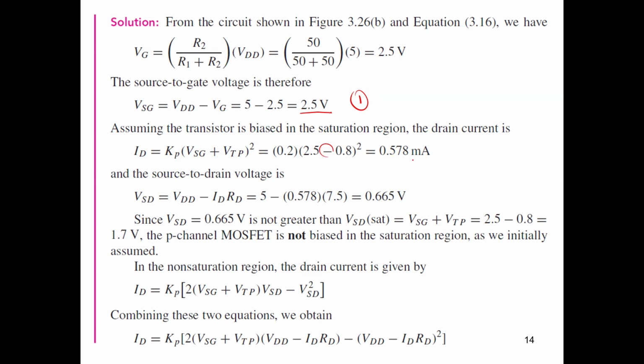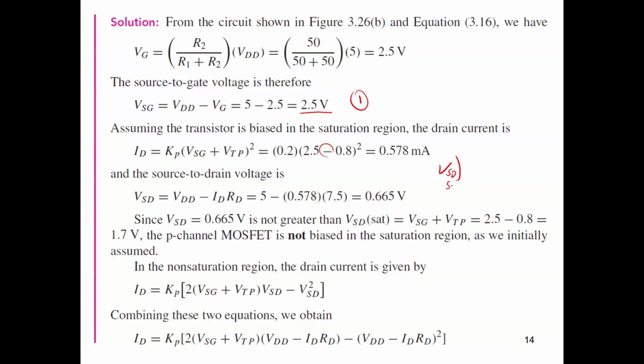Are we now in the saturation or not? We don't know. We need firstly to check the value of VSD. So use the circuit equation. How to get the VSD from the circuit equation? VSD equals VDD minus ID times RD. So 5 minus ID, that we already calculated, times 7.5 kilo ohms. So the value is 0.665 volt. So this is VSD.